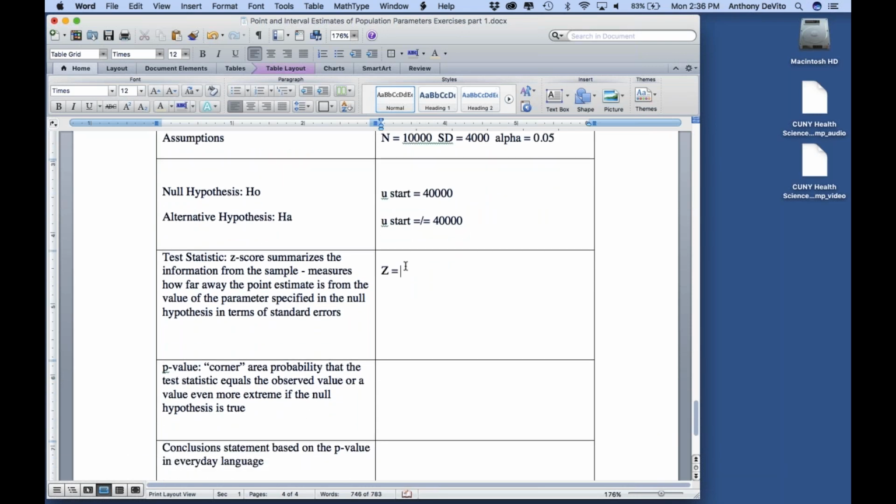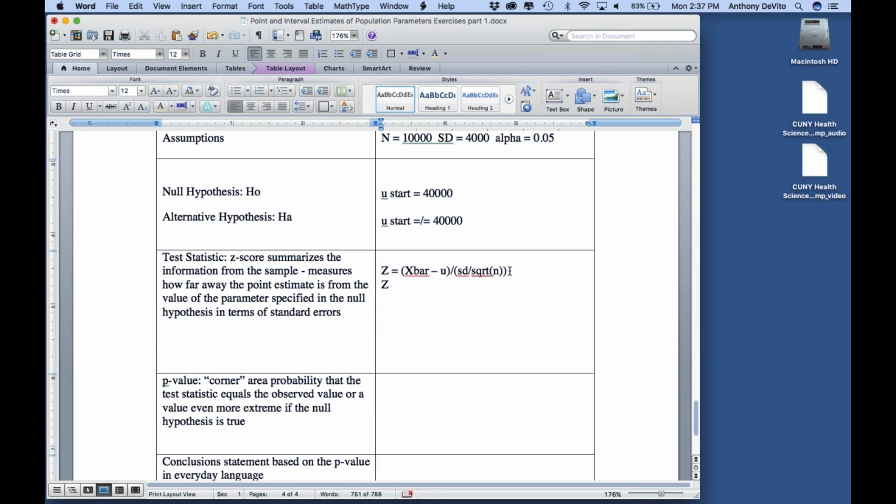Z is equal to x bar, right? X bar in this case is the salary, minus mu, which is 40,000, divided by the standard deviation over the square root of the sample size. Okay, I'm going to throw a couple of things in parentheses here so we can follow how it's calculated. X bar minus mu over the standard deviation of the sample, because I don't know the population standard deviation, over the square root of the sample size. Okay, that's another way of saying the standard error.